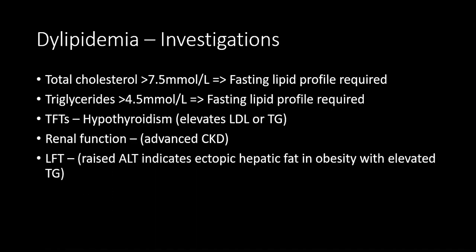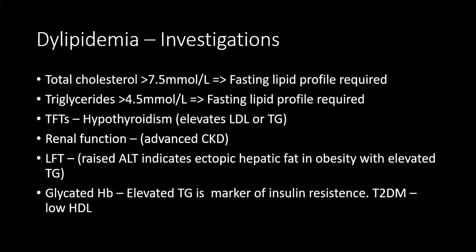We also want to do a liver function test, as a raised ALT may indicate ectopic hepatic fat in obesity, which leads to elevated triglycerides. And we want to check glycated hemoglobin. So if we have elevated triglycerides, this might be a marker of insulin resistance. So again, insulin causes lipolysis. If this is the case, we want to check for type 2 diabetes as well. If that's the case, we might have low HDL. So again, high triglycerides, low HDL, and we've got an increase in triglycerides and no HDL to scavenge it.